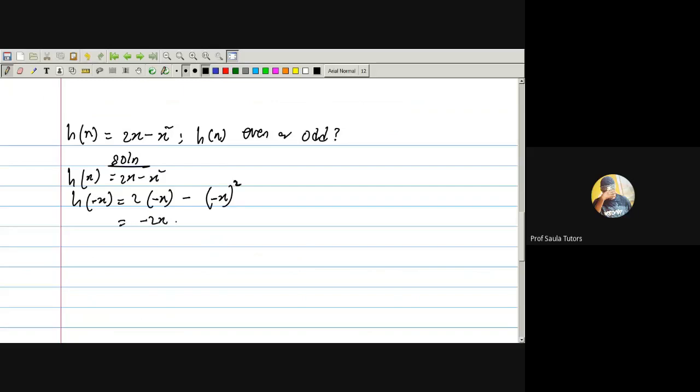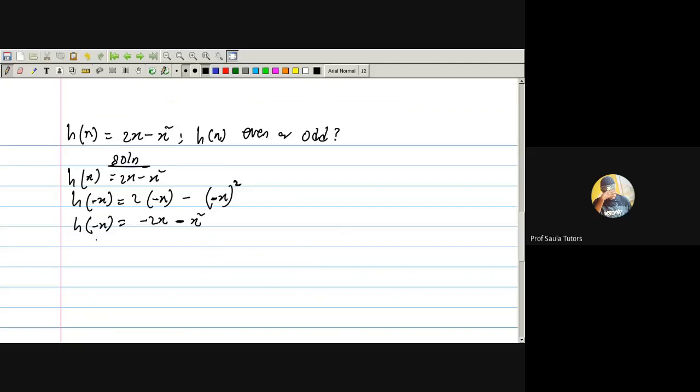Minus 2x minus, what you have here is what? This should still be positive. If you have a minus in the bracket and your power is an even number, the minus will change to plus. So this is what you have, x squared. And check what you have. Now check what you have here.